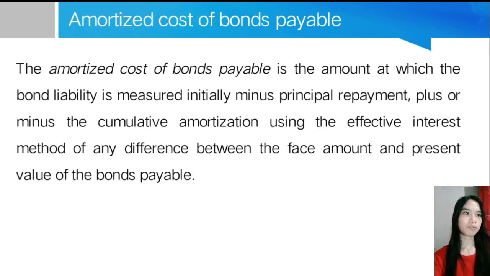Amortized cost of bonds payable. The amortized cost of bonds payable is the amount at which the bond liability is measured initially, minus principal repayment, plus or minus the cumulative amortization using the effective interest method of any difference between the face amount and present value of the bonds payable.